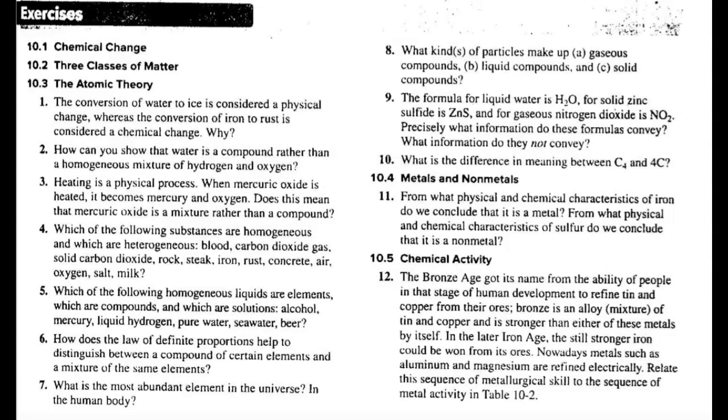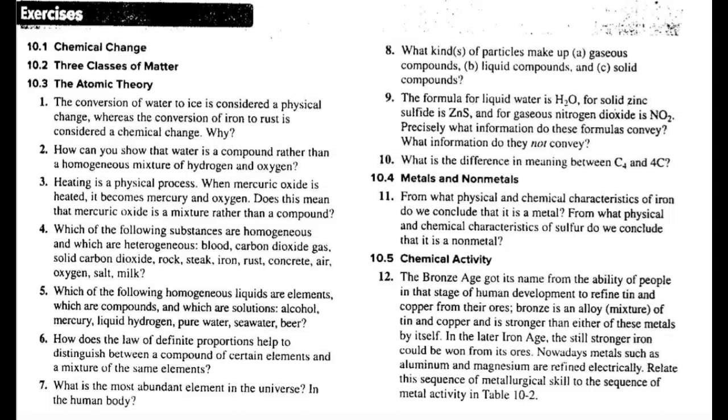Number 3, heat is a physical process. When mercuric oxide is heated, it becomes mercury and oxygen. Does this mean that mercuric oxide is a mixture rather than a compound? No. Mercuric oxide is clearly a compound. You will always have the definite ratio between mercury and oxygen that go into making mercuric oxide. Although heat is a physical process, it too can drive chemical changes.